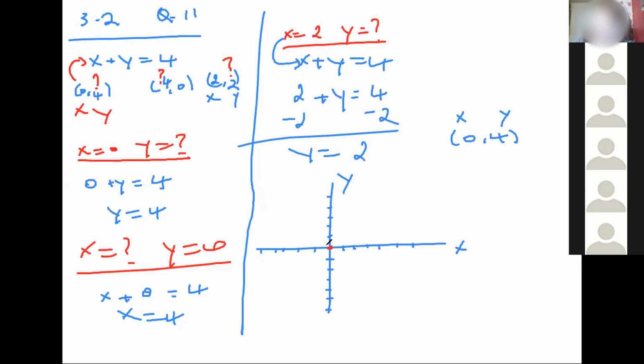So start from x, which is here. Then we need to go to the y. If it's positive, we go up. If it's negative, we go down. If it's 0, you would stay here. If the y is 0, you would stay on this axis. In this case, it's positive. I'm going to start from here and go up. 1, 2, 3, 4. So this is 4.